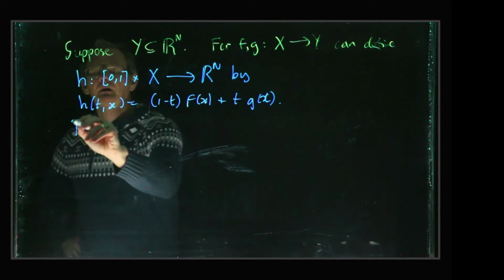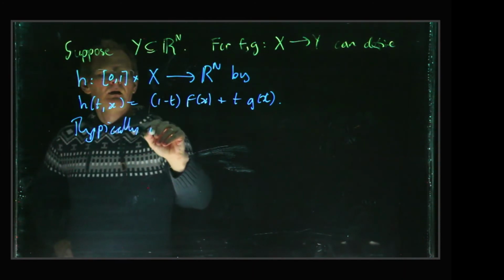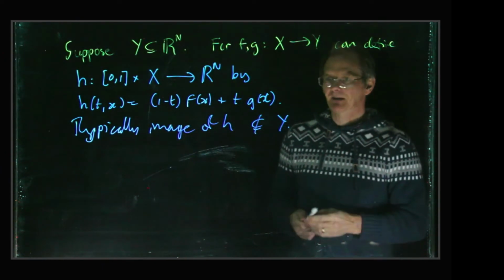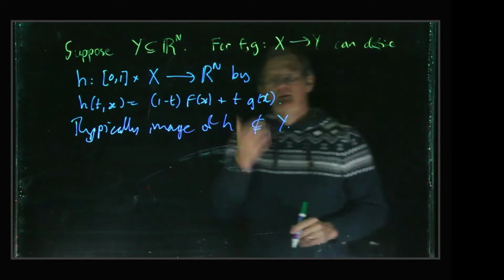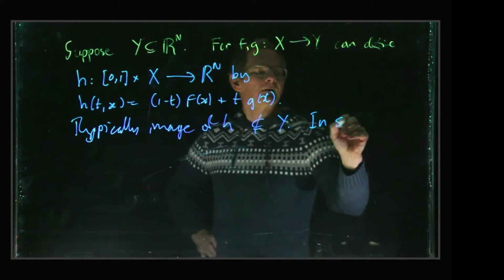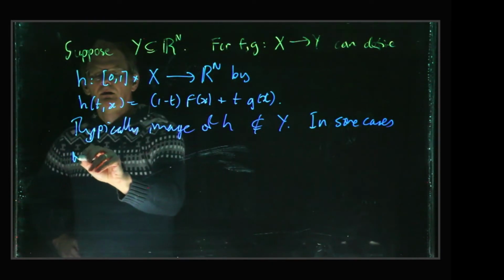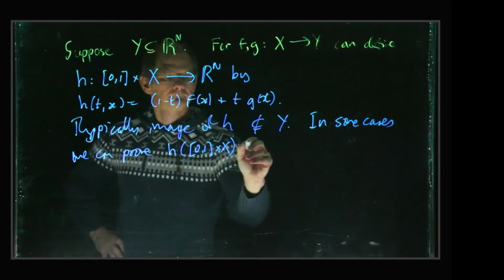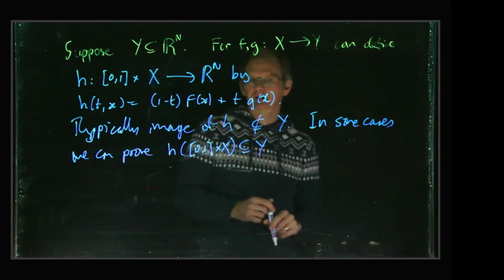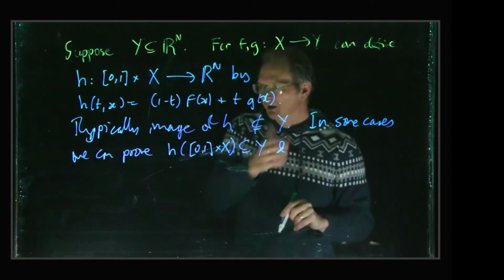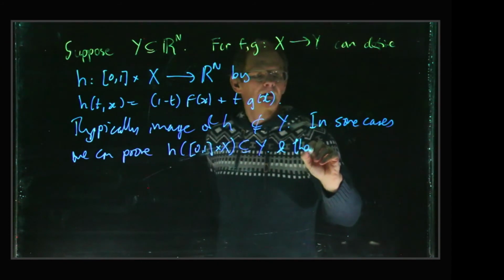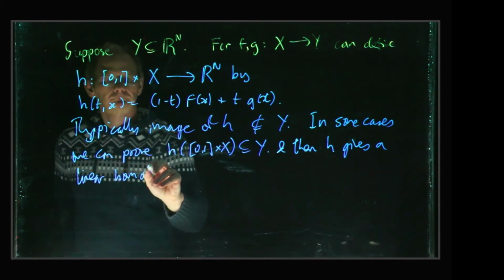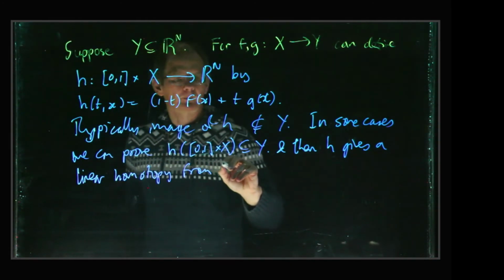So typically, of course, the image of h is not contained in Y. Okay, there's no reason in particular why the image of this map h should be contained in Y, and so this h is typically useless. But in some cases we can prove that the image is contained in Y, and then of course we have to write a careful argument for that in any particular case, and then h gives a homotopy, which we'll call a linear homotopy, from f to g.